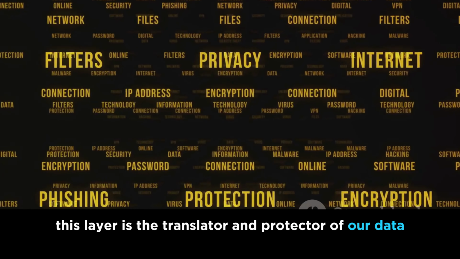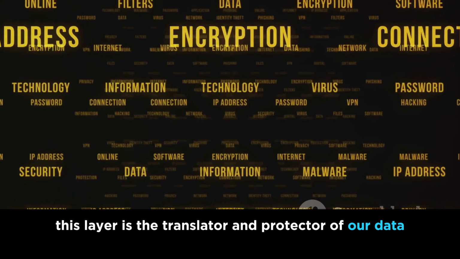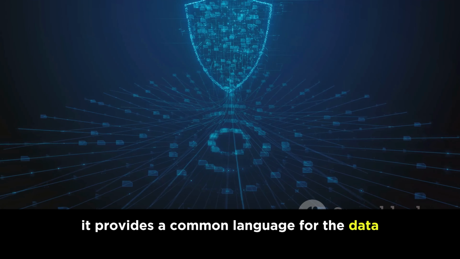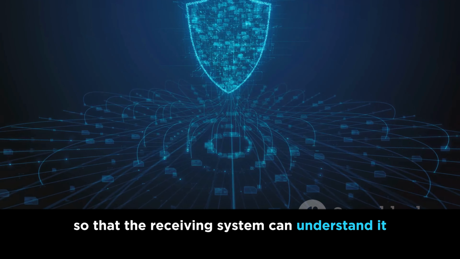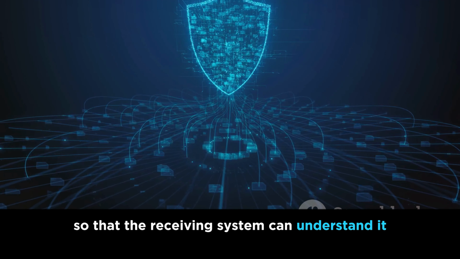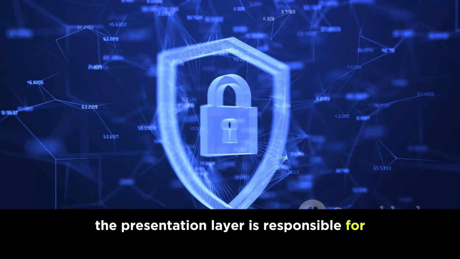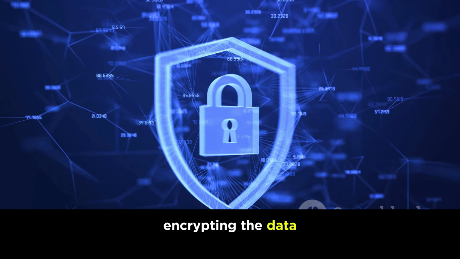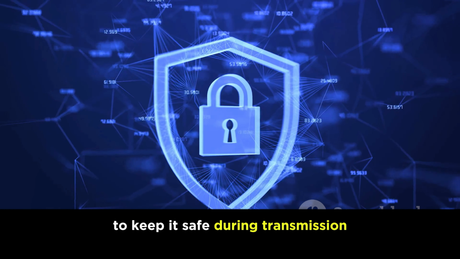Next, we have the presentation layer. This layer is the translator and protector of our data. It provides a common language for the data so that the receiving system can understand it. And it's not just about compatibility, it's also about security. The presentation layer is responsible for encrypting the data to keep it safe during transmission. So when you send a sensitive email, it's the presentation layer that keeps your secrets safe.